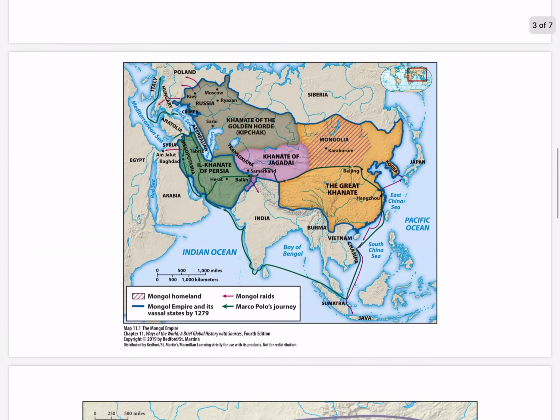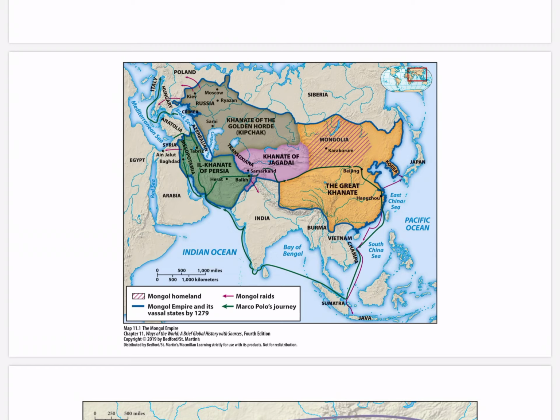All right, here we are with the Mongol Empire in our map for 11-1. Encompassing much of Eurasia, the Mongol Empire was divided into 4 khanates after the death of Chinggis Khan. And we can see those 4 khanates here on this map. So which of the 4 included the traditional Mongol homeland? That's easy to see. The Great Khanate controlled the traditional Mongol homeland around present-day Mongolia.